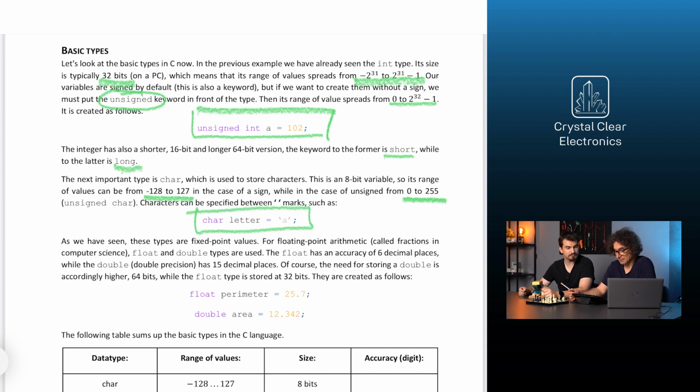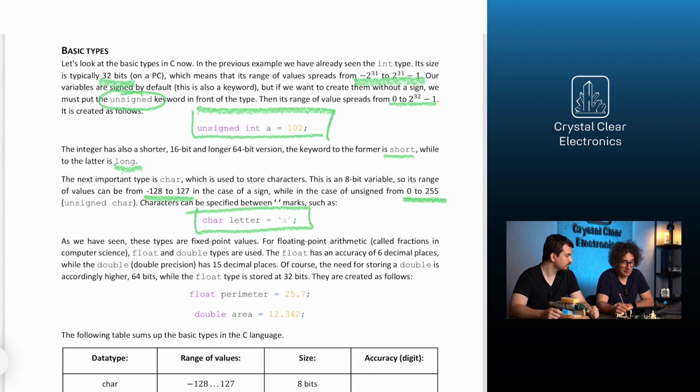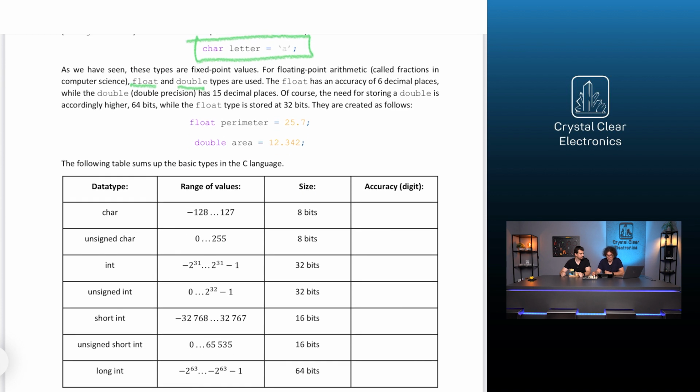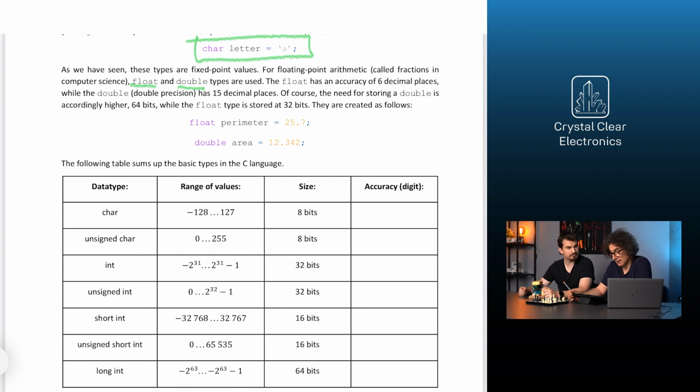As we have seen, these types are fixed point values. For floating point arithmetic, float and double types are used. These are used for fractions. The float has an accuracy of 6 decimal places, while the double has an accuracy of 15 decimal places. Of course, the storage need for a double is accordingly higher, 64 bits, while the float type is stored at 32 bits. They are created like this.